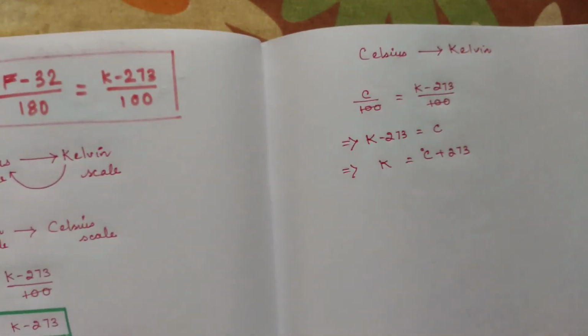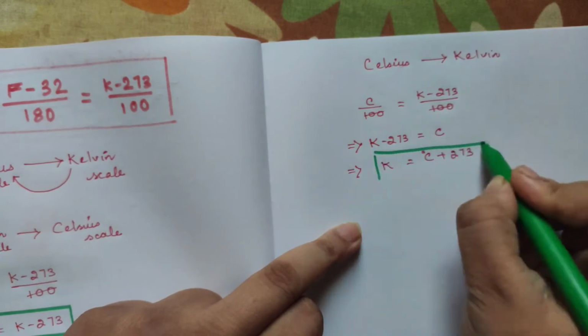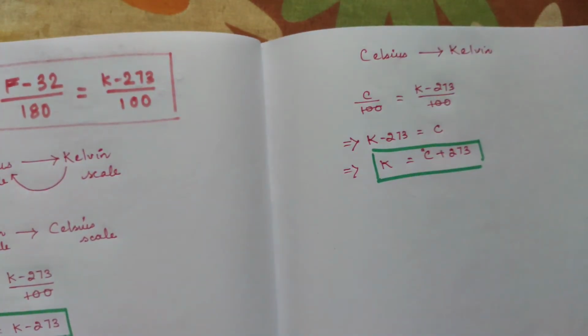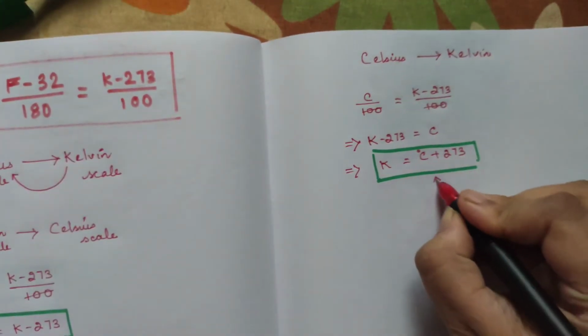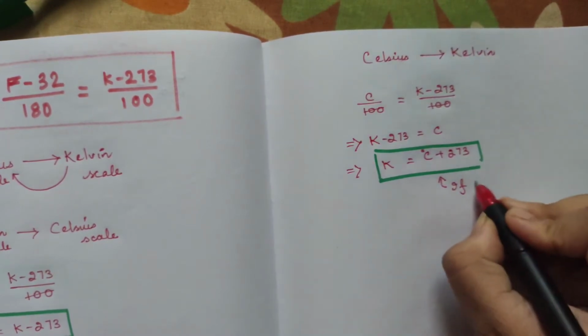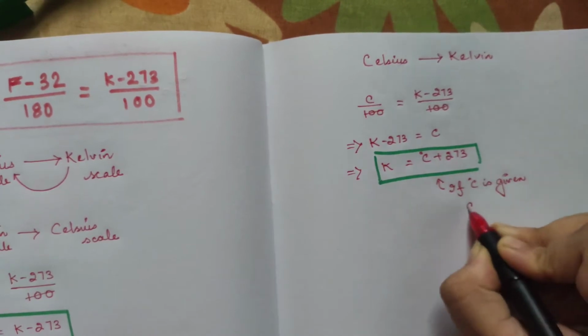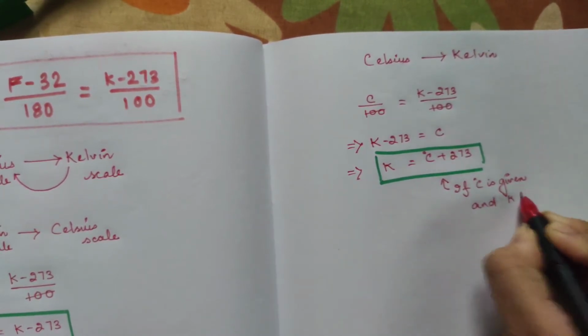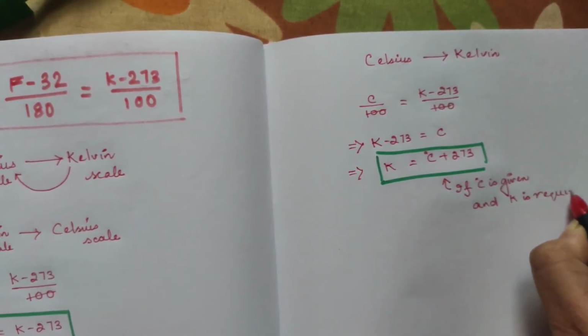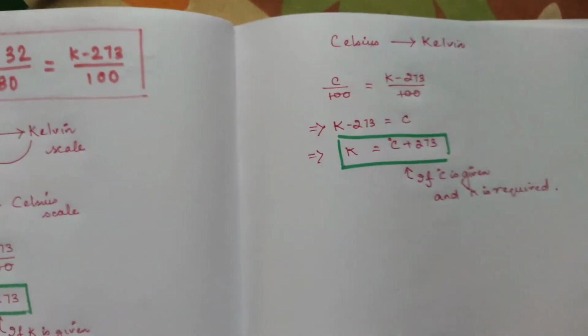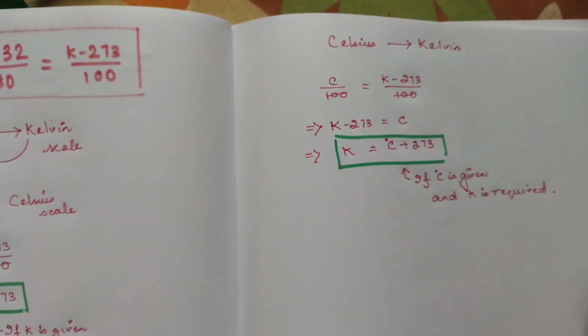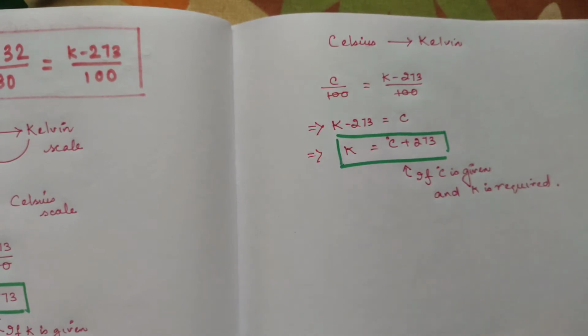I have to grab my sketch pen and write it down. Let's just make a border of it. Okay, so now this is the formula, if C is given and K is required. Okay, after writing all these things, we'll start solving some questions.